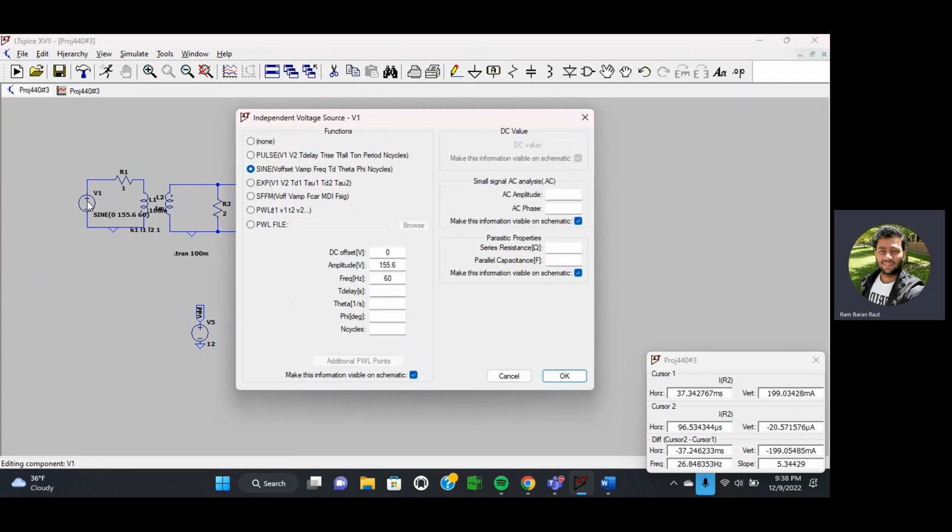Now I'm going to put 240 volt RMS, which is the peak value for that value of RMS is 300. Oh, sorry.